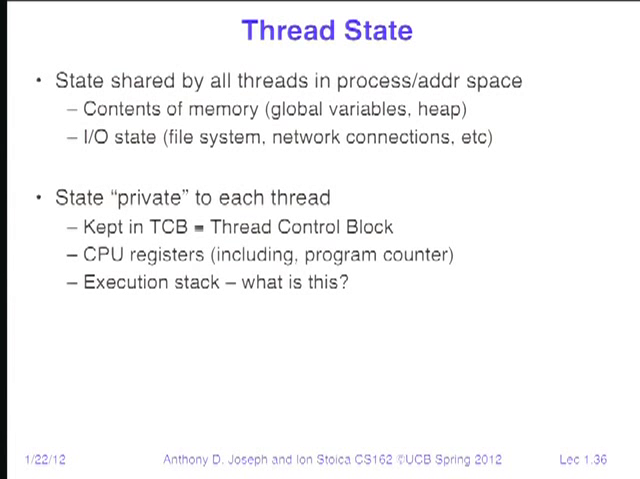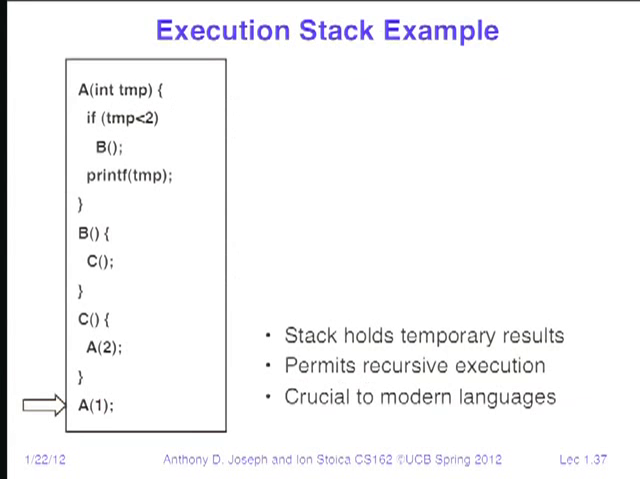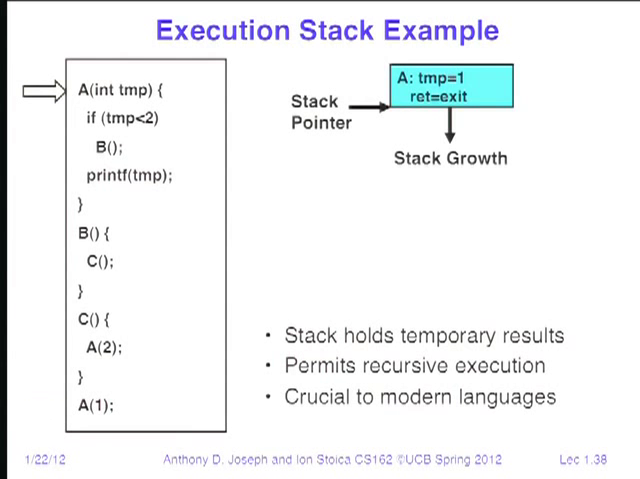So let's look at an example of the execution stack. Here we have a program consisting of 3 procedures, A, B, and C, and a main. Our main just consists of a procedure call to A. And our stack is where we're going to put our temporary results. It's a primitive we use to implement recursion, and it's a crucial component of any modern language to have a stack. Okay, so here's our stack when we've executed the procedure call to A with the value 1.